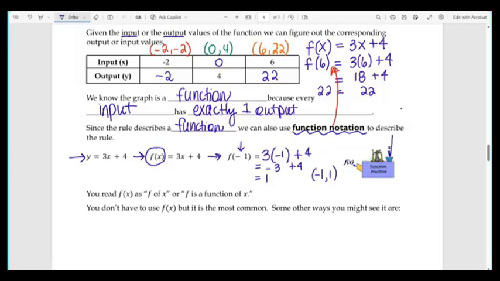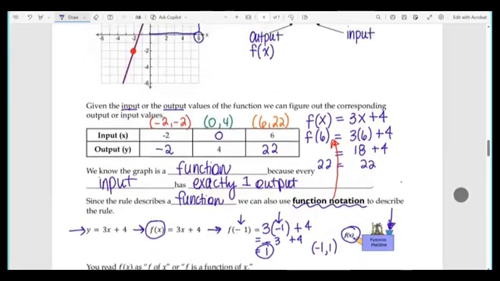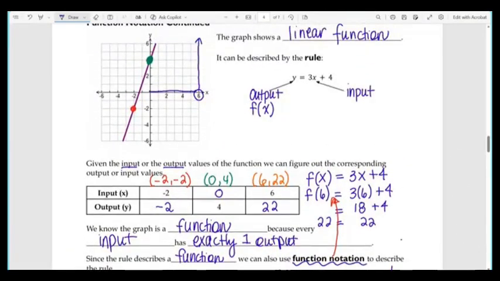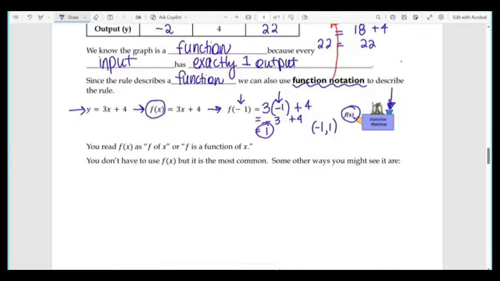You input into the function your x value. What comes out of your function machine is your y value. If I go back up to my graph, the coordinate -1, 1 is right here. Falls on the line. You read f of x as f of x. Some people also, you might hear it, f is a function of x, which is perfectly fine. This is quicker and they mean the exact same thing.